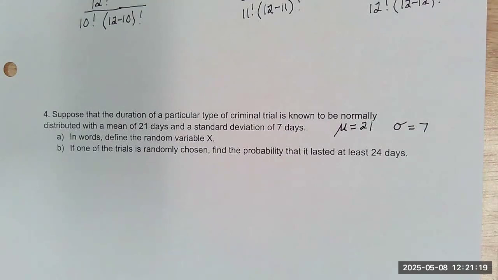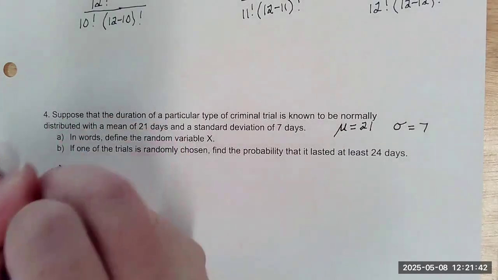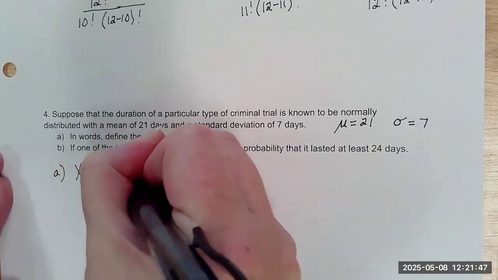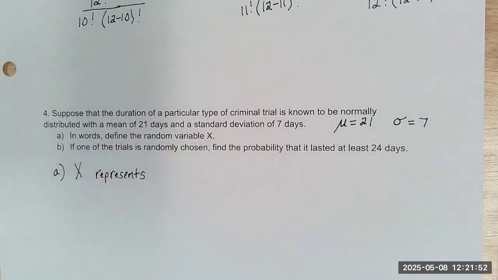First question says, in words, define the random variable x. What could we say that the random variable x represents in this case? Yeah, the duration of this particular type of criminal trial.